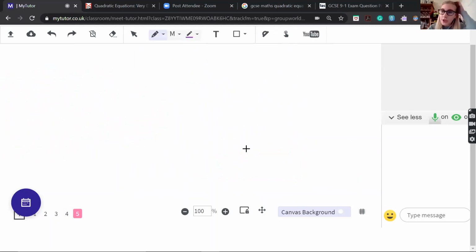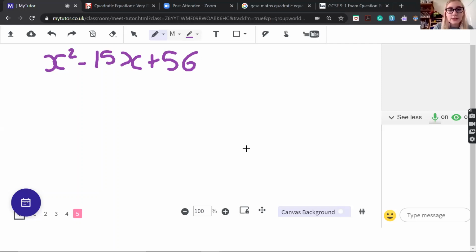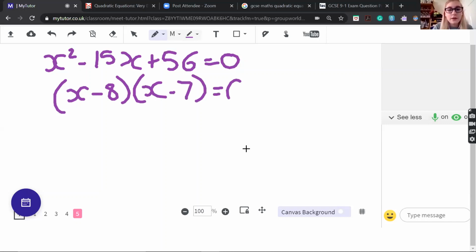Roots of the equation just mean what you whack in to make it 0. So if we go right back to one at the beginning, x squared minus 15x plus 56 equals 0. I'm just going to do the factorization because we did do it at the beginning. It's going to be (x minus 8)(x minus 7). So x equals 7 and x equals 8.